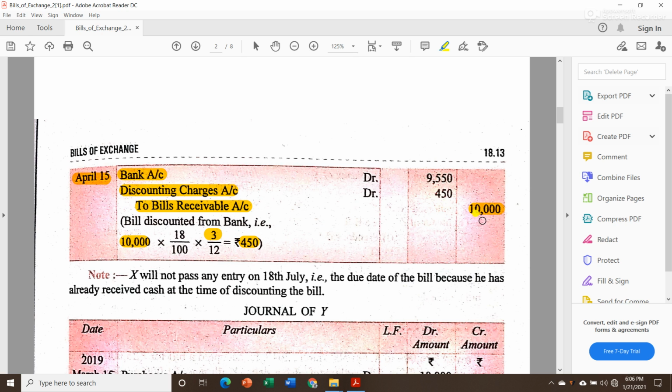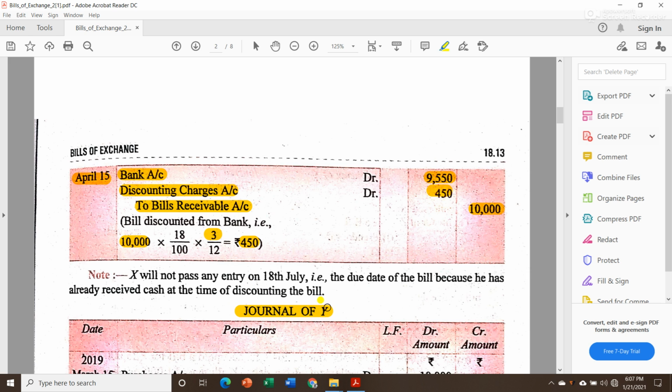That means out of this 10,000, the bank will keep 450 and the remaining amount they will give to Mr. X in his bank account. So 450 will come in here as discounting charges, and the remaining, that is 9,550, will be given to him in his bank account. Okay, so then let us see the journal of Mr. Y.